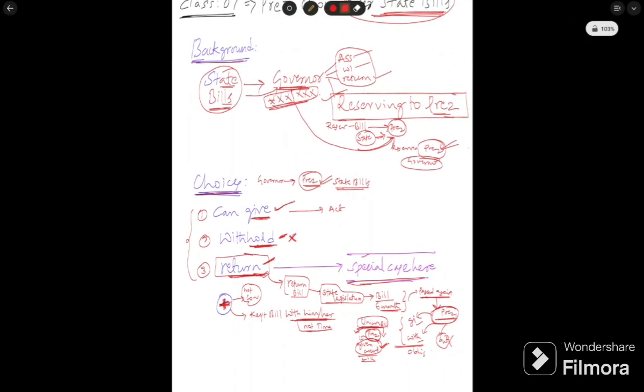Let's sum up the class. The president's role begins when the governor reserves the bill to the president. What are the choices the president has? He can give assent, withhold assent, return, and sit over the bills. These are four choices. What is the special case in case of return? He can give assent or withhold assent. He has no obligation like over the union bills. This is the thing we need to understand. I hope it is clear now.